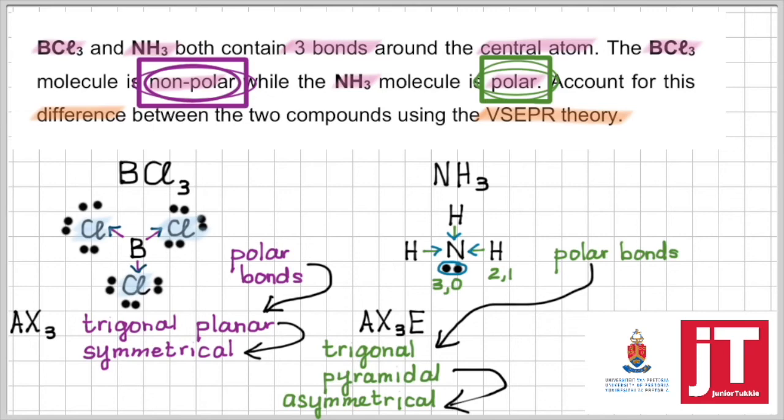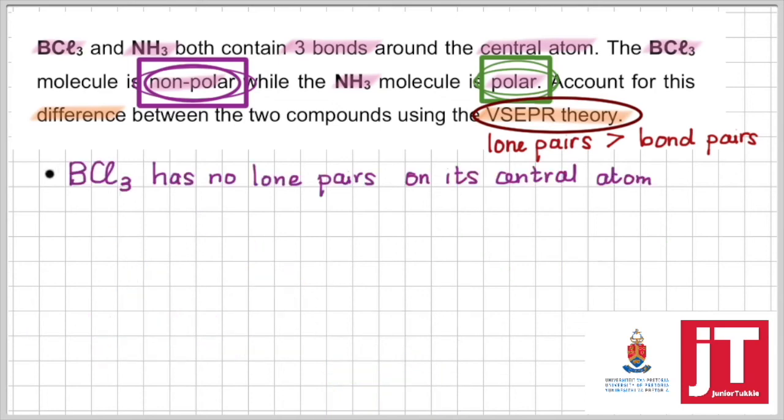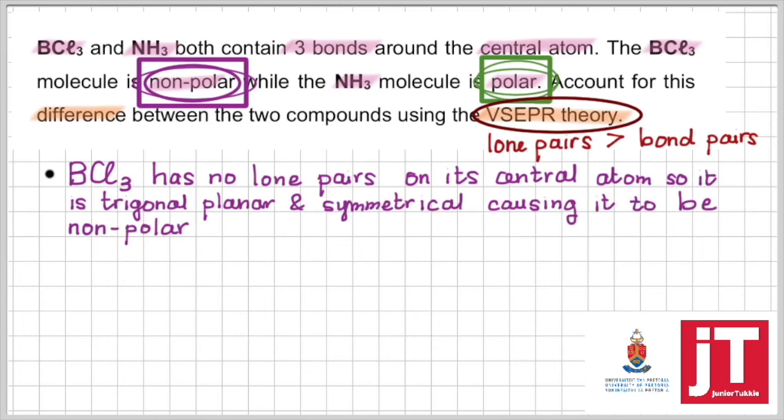We can now answer the question in words, but to do so, we need to make use of VSEPR theory. Remember that this theory simply states that lone pairs repel other lone pairs and repel bond pairs more strongly than bond pairs repel each other. So we need to make mention of this somewhere in our explanations. We start off by saying boron trichloride has no lone pairs on its central atom, so it is trigonal planar and symmetrical, causing it to be non-polar.